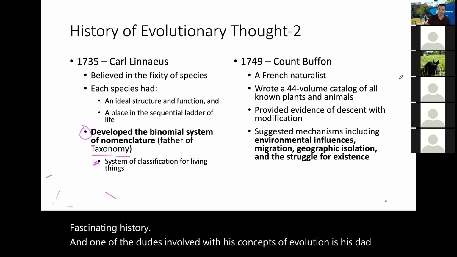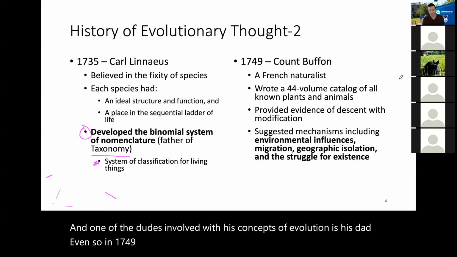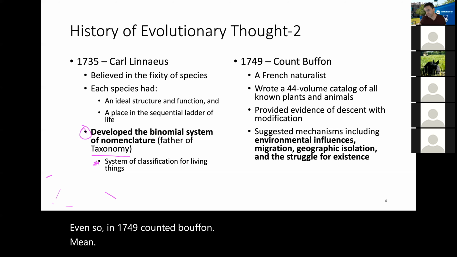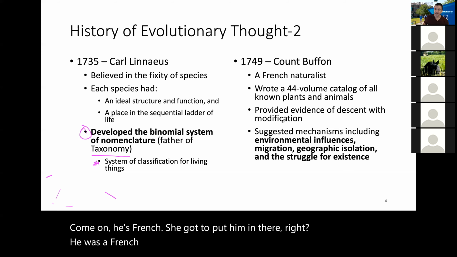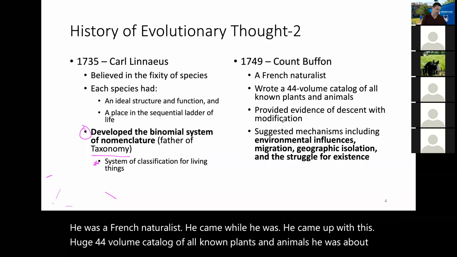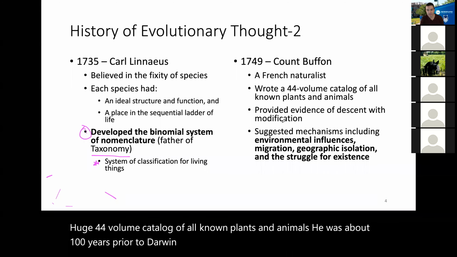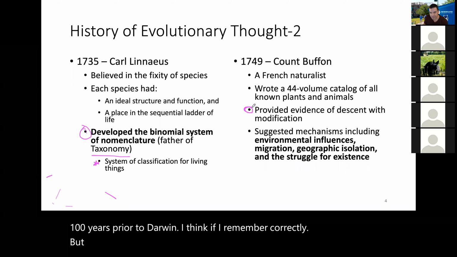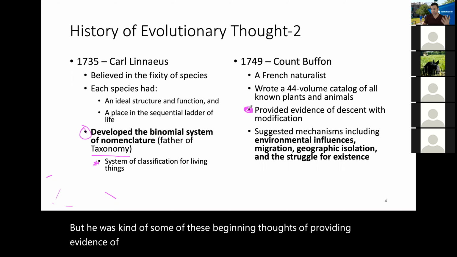So in 1749, Count Buffon, I mean, come on, he's French, you've got to put him in there, right? He was a French naturalist. He came up with this huge 44-volume catalog of all known plants and animals. He was about 100 years prior to Darwin, I think, if I remember correctly. But he was kind of some of these beginning thoughts of providing evidence of descent with modification.